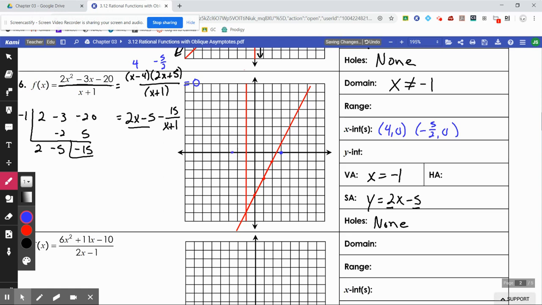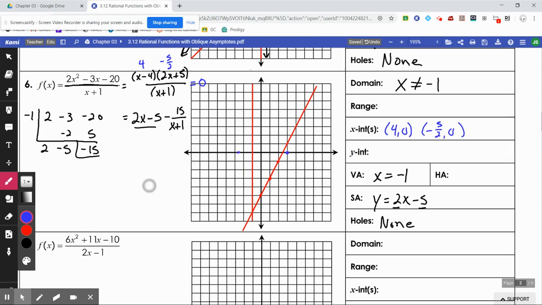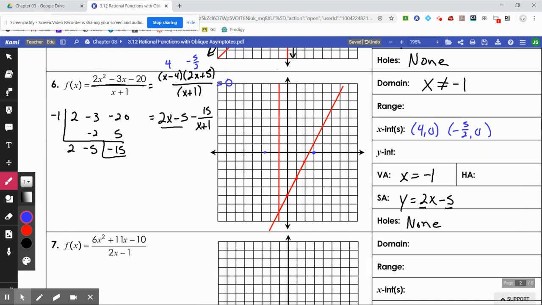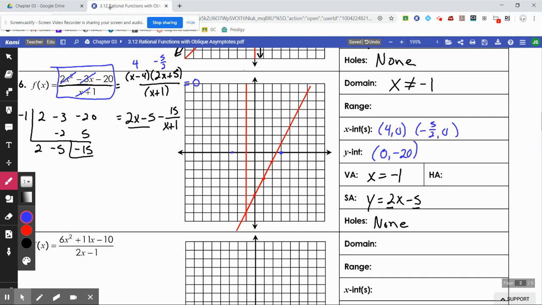We will have a y-intercept this time, we should. To find a y-intercept, let's plug in 0 for x. This would probably be our best place to plug in 0 for x, because this goes away, this goes away, this goes away, and leaves you with negative 20 over 1. So (0, negative 20) is going to be your y-intercept. So that's going to cross way down here.